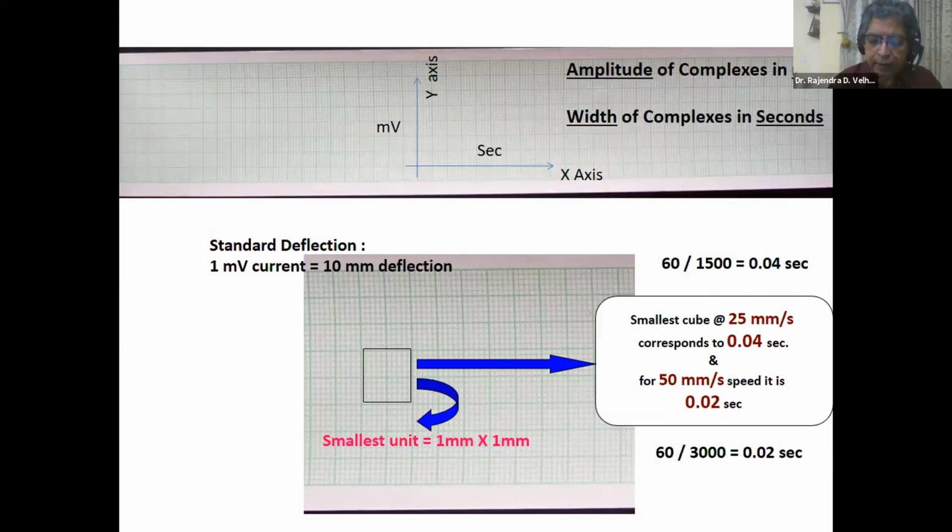Because the canine heart runs at a very high speed, for calculation purposes it should not strain your eyes when calculating 0.04 seconds a cube and 0.02 seconds a cube. So that magnifies the image if you record it at 50 millimeter per second speed. It is just for ease of calculation.